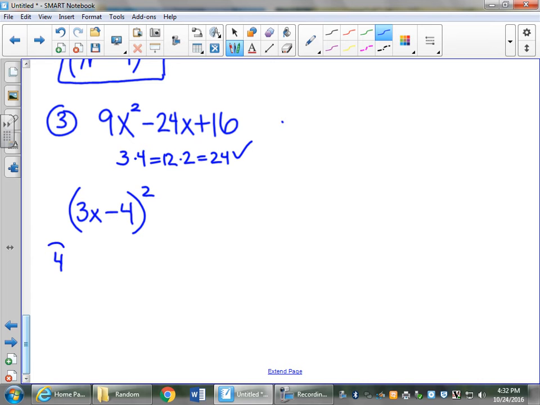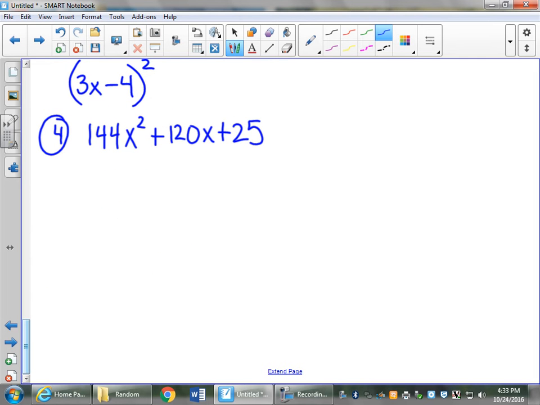Okay, here's another one. Try this. 144x squared plus 120x plus 25. You'll see on this one before you hit pause that these numbers are really big. You probably don't want to be sitting here and guessing and checking all the factors of 144 and 25 that could give you a b value of 120. That's a lot right there. So go ahead, try that, and pause it and check my answer.